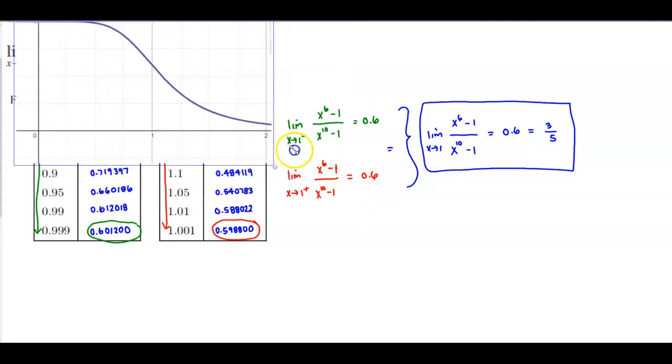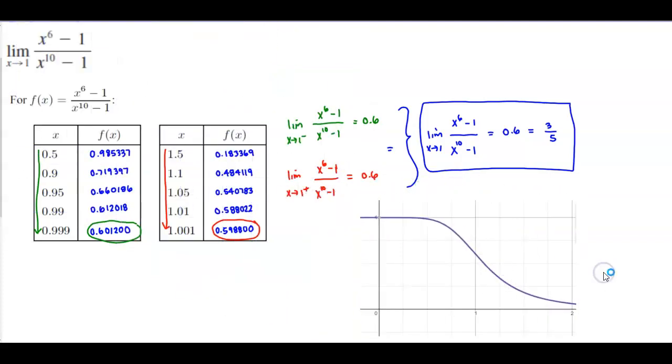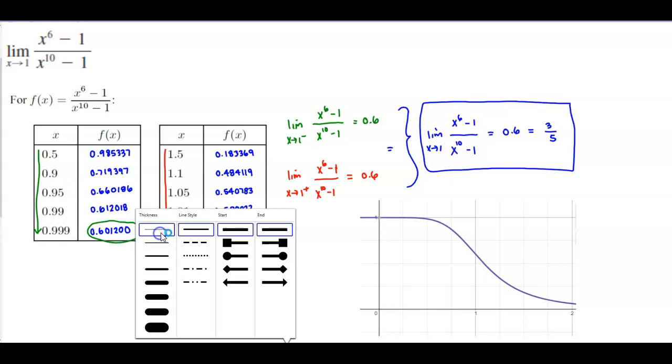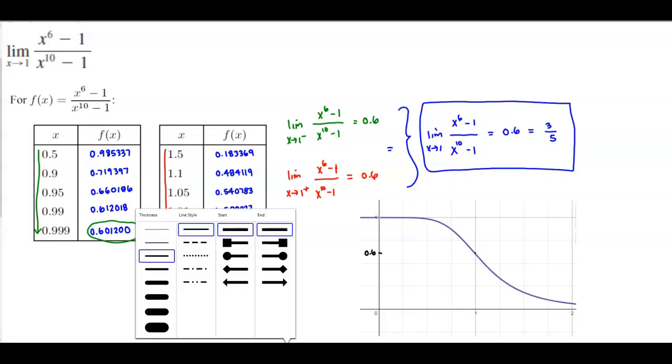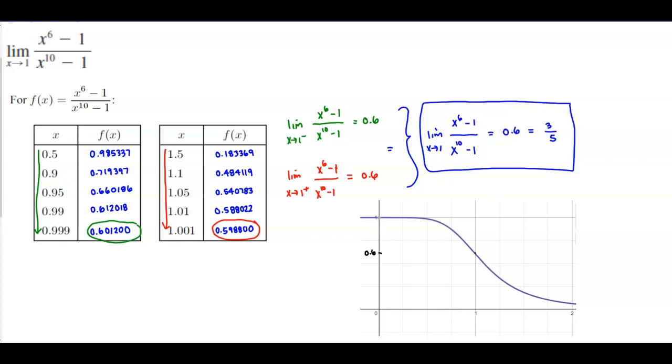So let's just verify this result here. You can see here that the output is at 0.6. So as we are approaching 1 from the left, we can see that the function is getting towards 0.6. And as x is going towards 1 from the right, we also see that it's approaching 0.6.